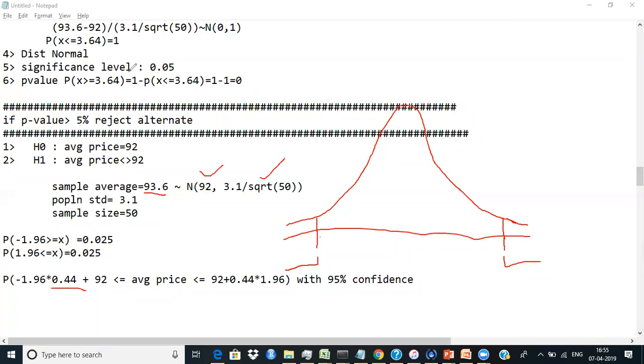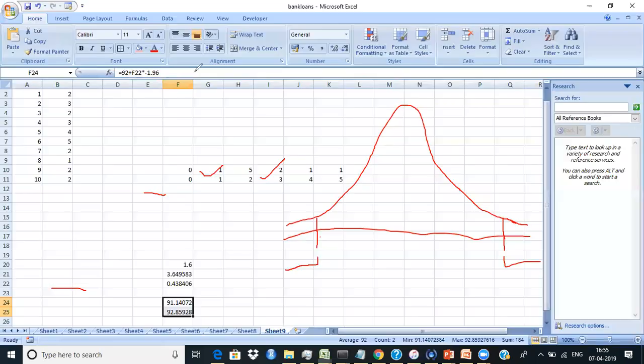Can you show the calculated values in the Excel? Yeah, sure. So in Excel, what I did was I calculated the following things.